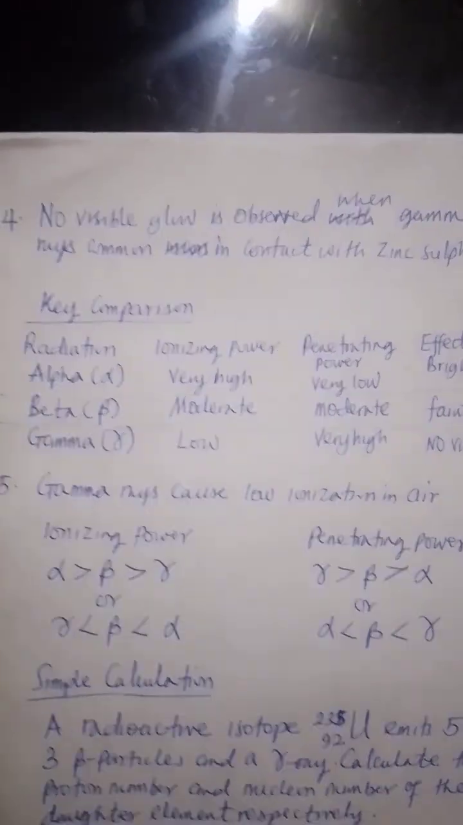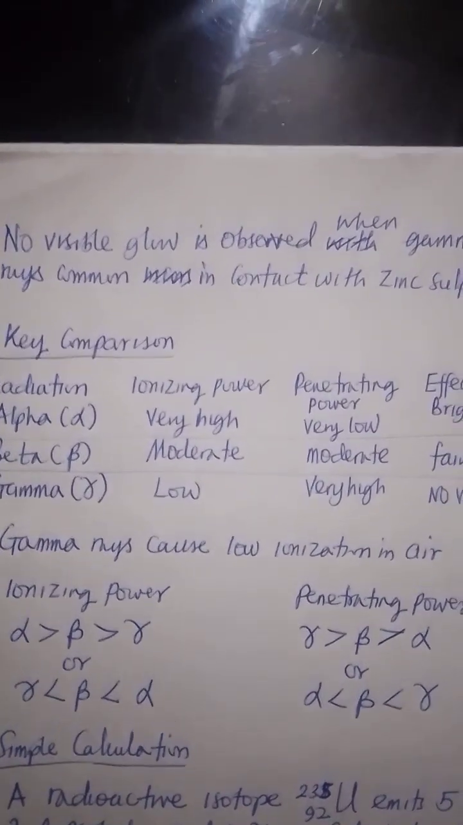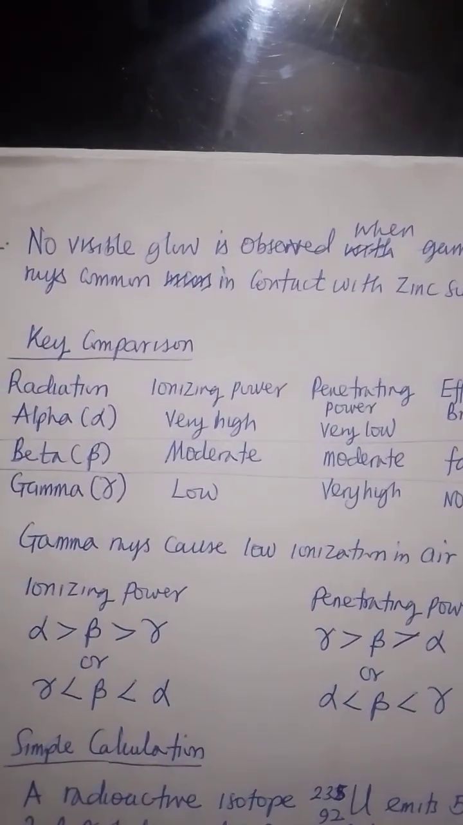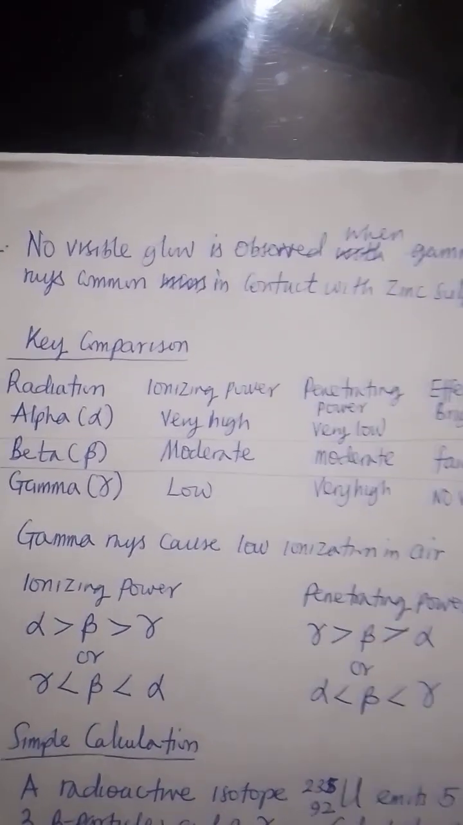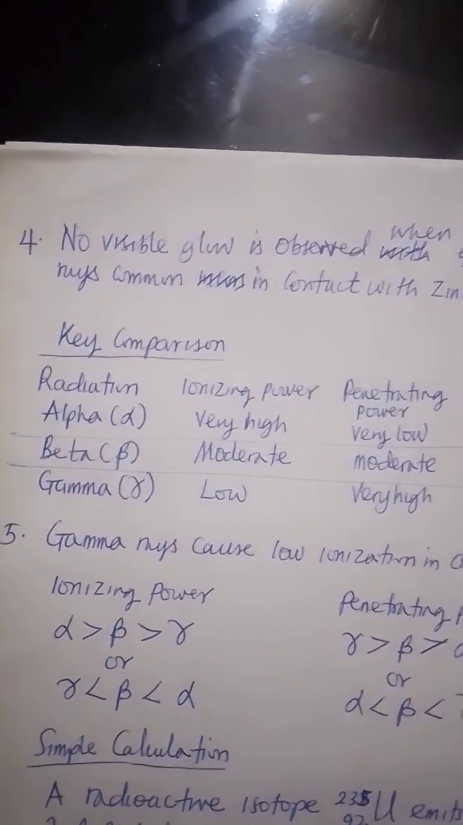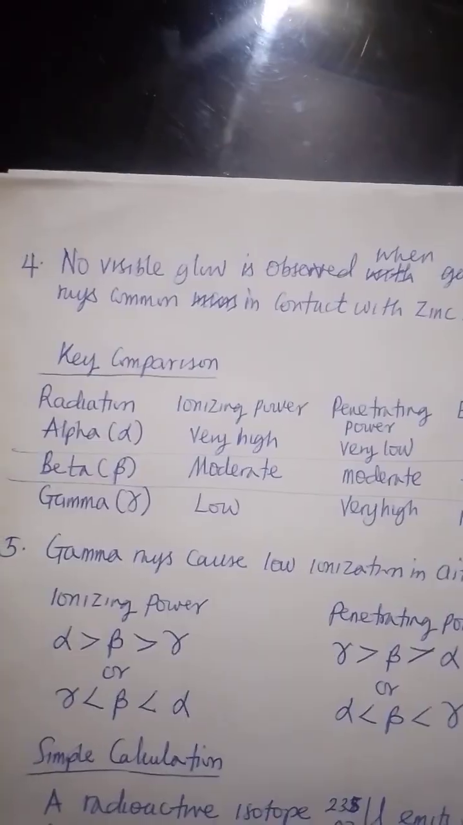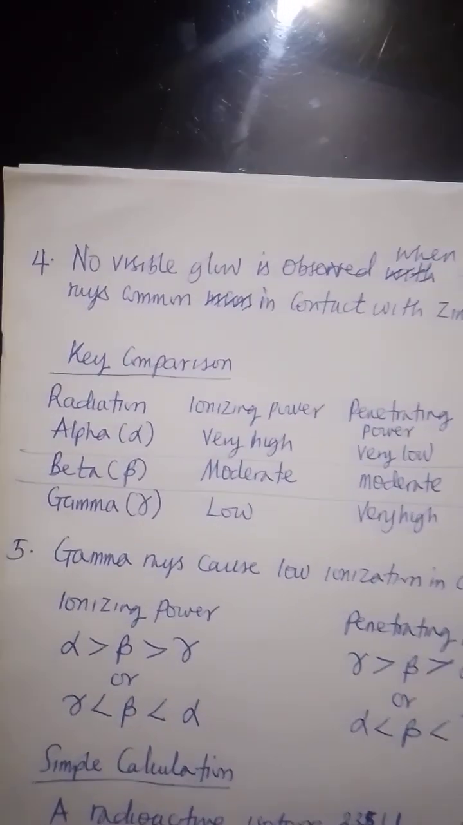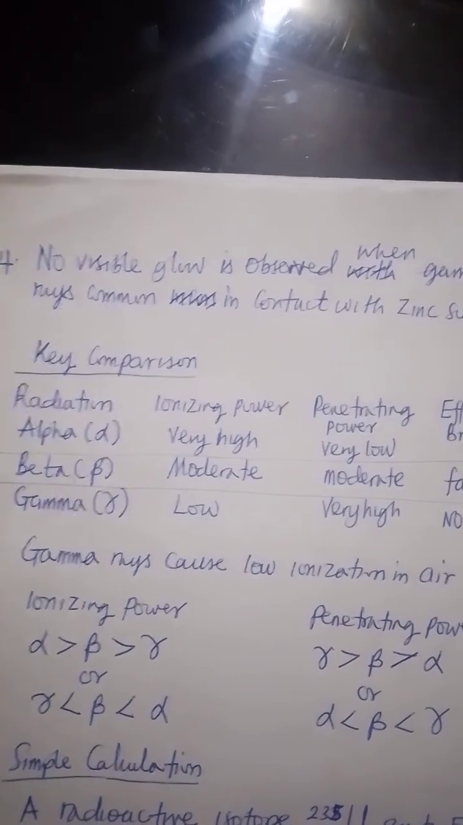You know, we said that the glow with alpha particle is a bright glow. For beta particle, a faint glow. Gamma ray, no visible glow. That is when each of the radiation comes in contact with zinc sulfide.